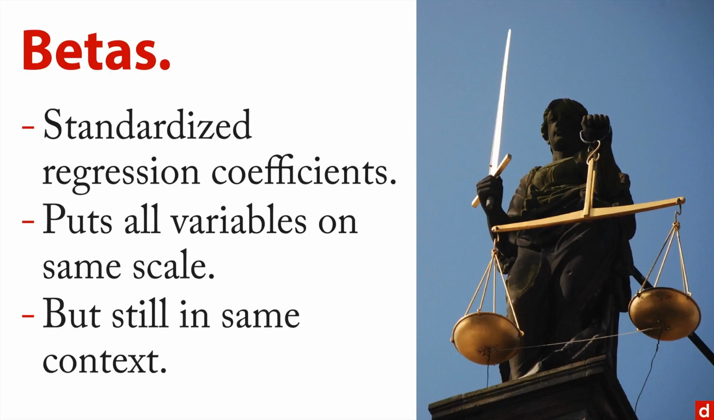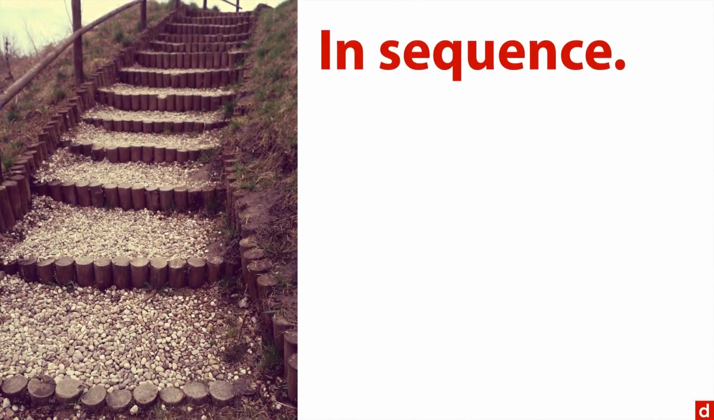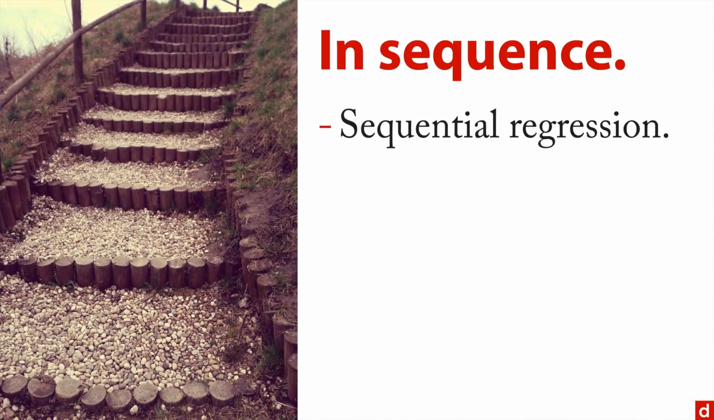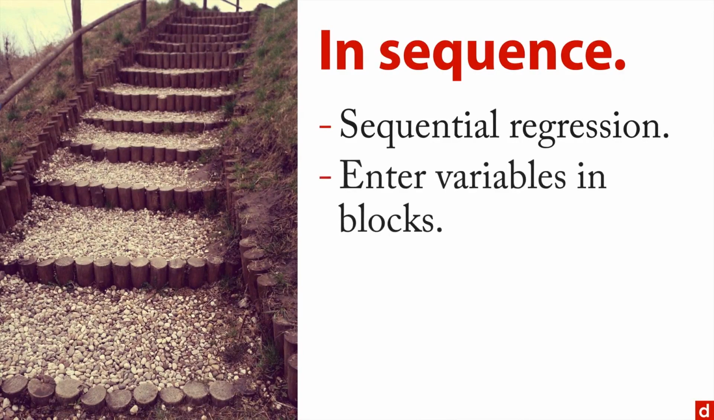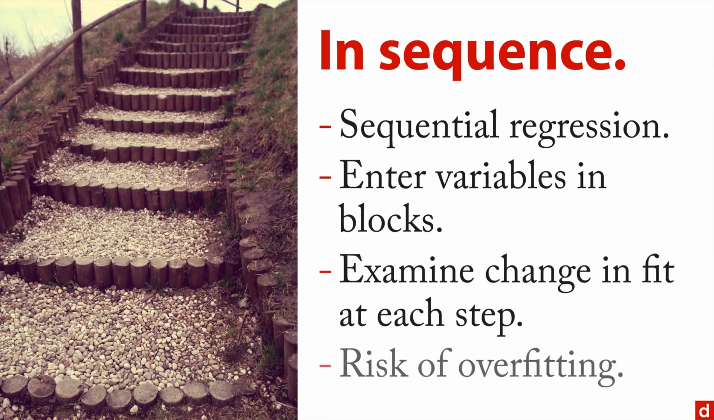One way to try to get around that is to do what they call stepwise procedures, where you look at the variables in sequence. There are several versions of sequential regression that allow you to do that. You can put the variables into groups or blocks and enter them in blocks and look at how the equation changes overall. You can examine the change in fit at each step. The problem with a stepwise procedure like this is it dramatically increases the risk of overfitting, which again is a bad thing if you want to generalize your data.